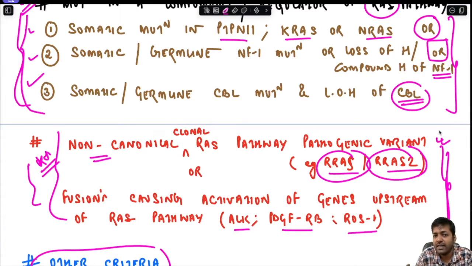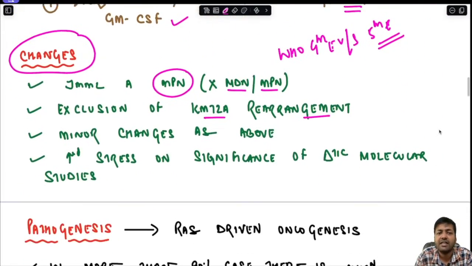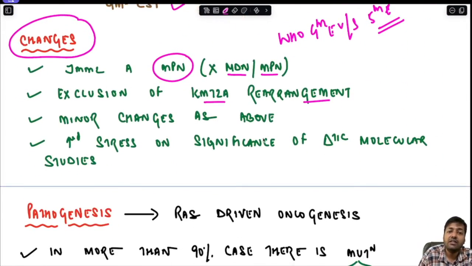If you see this non-canonical part which is given in red, it wasn't there in the previous edition, but it is there in this current edition. So non-canonical RAS mutations have also been introduced over here. These are the minor changes that we can see, and there is increased stress on the significance of diagnostic molecular studies in this current edition. So these are the important changes in JMML.